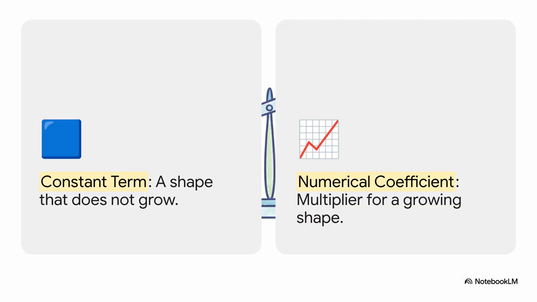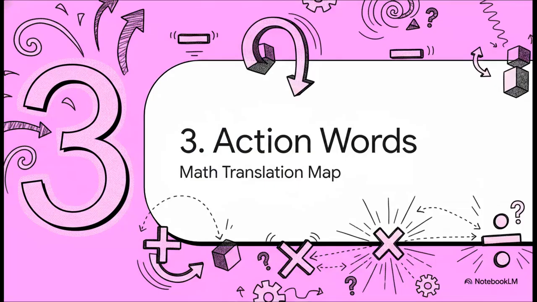And we can brilliantly illustrate the difference between two other really vital terms using patterns. Imagine you're looking at a sequence of shapes. A constant term is kind of like a fixed shape that just doesn't change or grow as the pattern goes on. It's constant. On the flip side, the numerical coefficient represents the multiplier. It tells you exactly how much a shape increases in each new figure. So, in our code, the coefficient multiplies our mystery variable, while the constant just sits there, adding or subtracting a fixed amount.